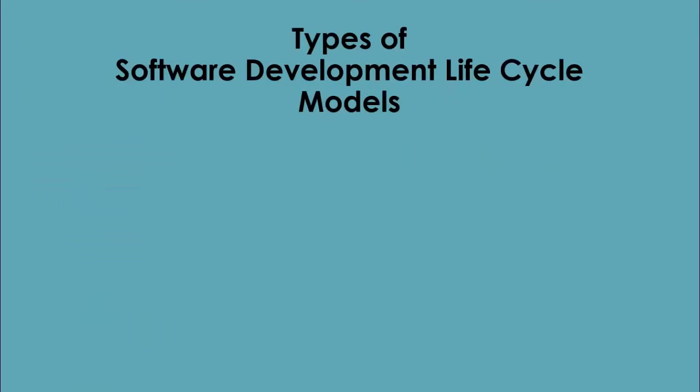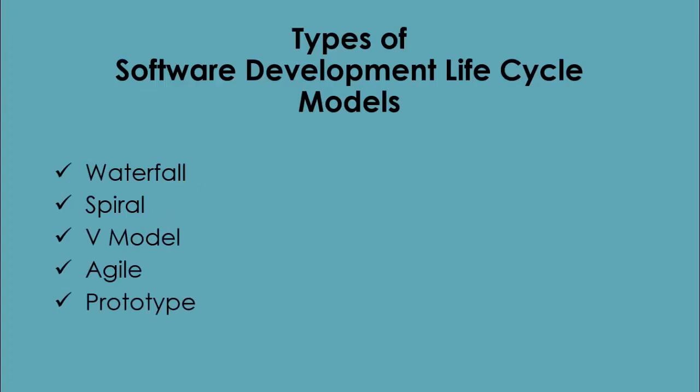Let's see the types of software development lifecycle models. Waterfall, Spiral, V model, Prototype, and Agile. The other related models are Rapid Application Development, Rational Unified Model, Hybrid Model, etc. We will see the most important software development lifecycle models in detail in the upcoming videos.